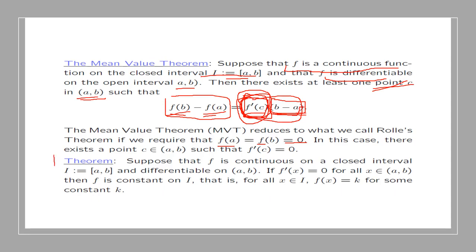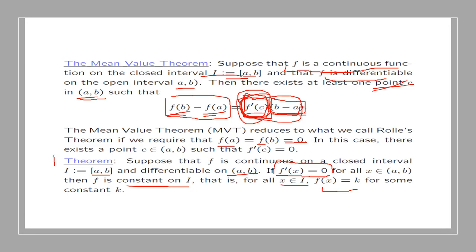So I have the theorem here, which says that suppose that f is continuous on a closed interval AB and differentiable on the open interval AB. If the value of the derivative of f at every point in I is equal to 0, that is, if f prime x is equal to 0 for all x in AB, then f must be a constant function on I. That is, for all x in I, f of x must be equal to some constant k.